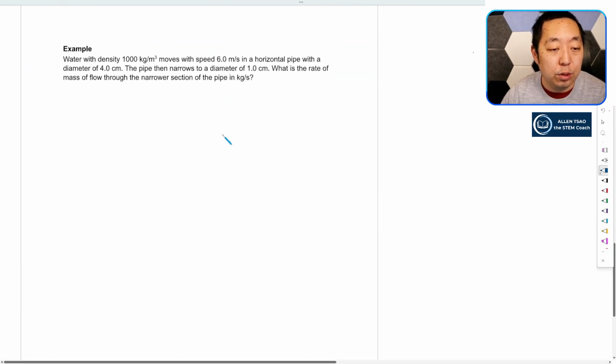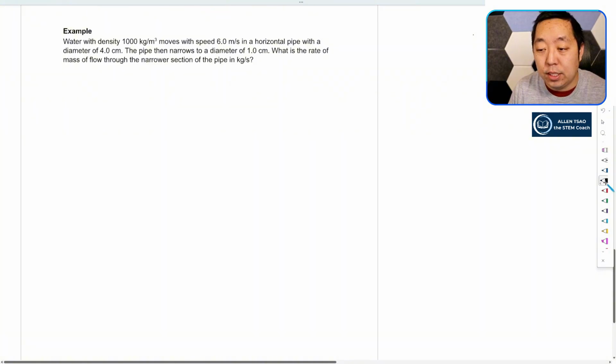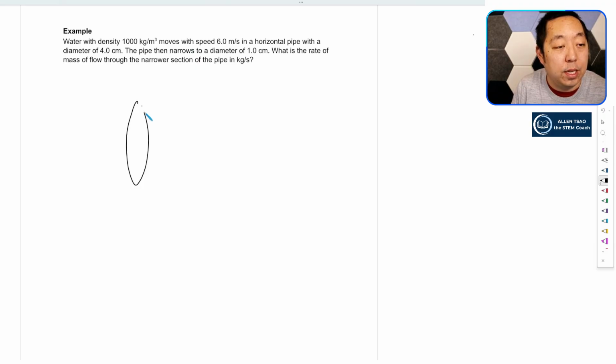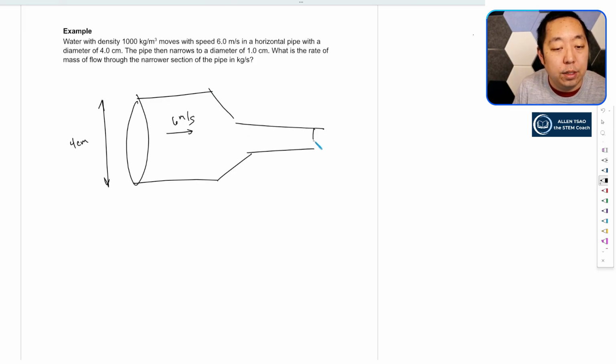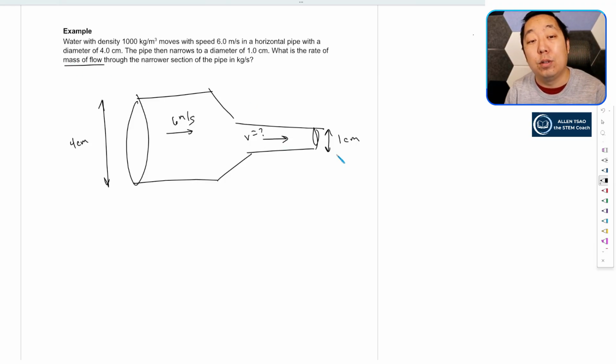Okay, so let's go through an example. We have water with a density of 1,000 kilograms per meter cubed, moving with a speed of 6 meters per second in a horizontal pipe with a diameter of 4 centimeters. It's moving at 6 meters per second here, and then it shrinks into a pipe with a diameter of 1 centimeter. So this is 1 centimeter. And we want to know what is the rate of mass flow through the narrow section of the pipe. So let's first figure out what the velocity is, and then we'll talk about this kilograms per second in a minute here.